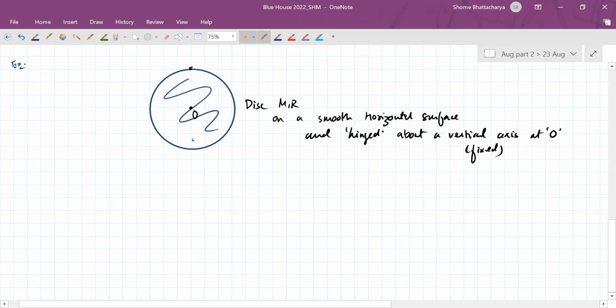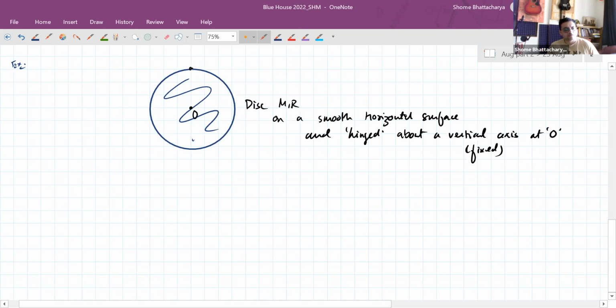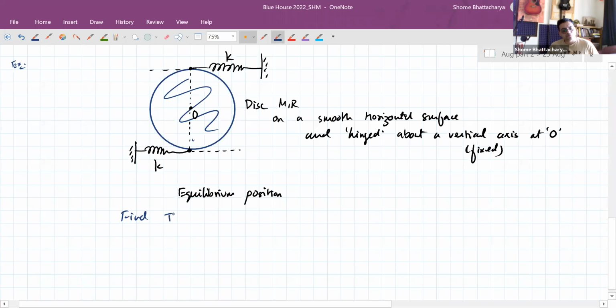But now suppose we attach a spring over here such that when the spring's orientation is like this, it's at natural length. And let's just say for argument, we attach another spring here. So both the springs right now are in natural length position. This is the equilibrium position. Both the springs are along the tangent to the disk at diametrically opposite points like this. So again, find the time period of angular harmonic motion for small amplitudes.